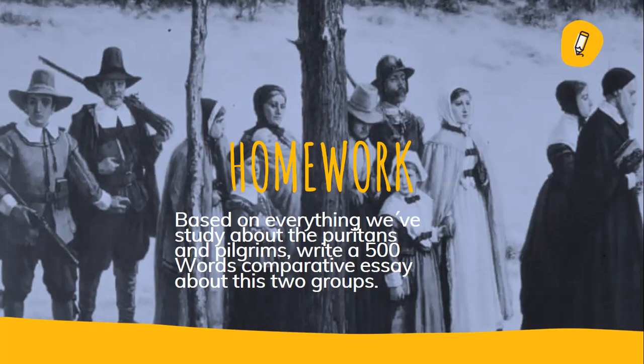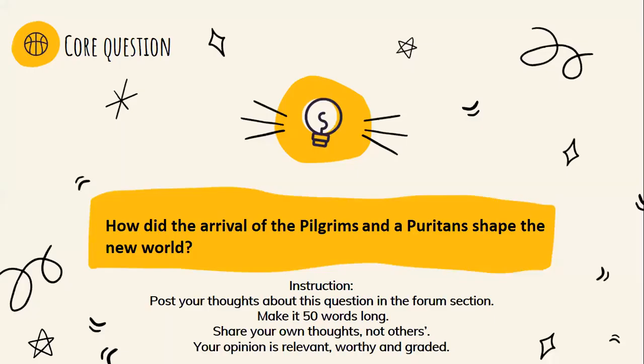And then you basically have Monday, Tuesday, and Wednesday, because the homework deadline is before Thursday's class. So Wednesday, the 10th, is going to be the deadline for this. So you basically have 11 days to complete the essay. I think it's enough. And the core question for today's lesson is, how did the arrival of the Pilgrims and the Puritans shape the New World?